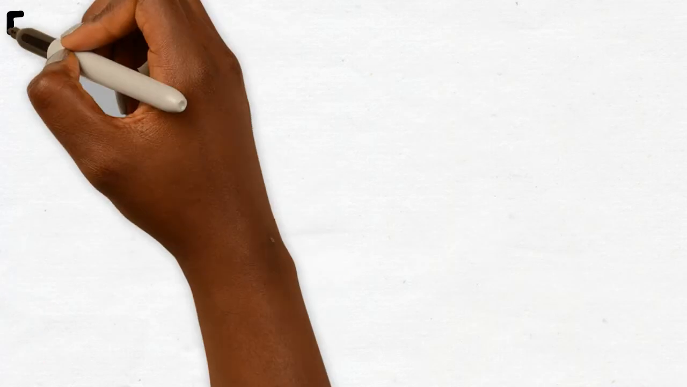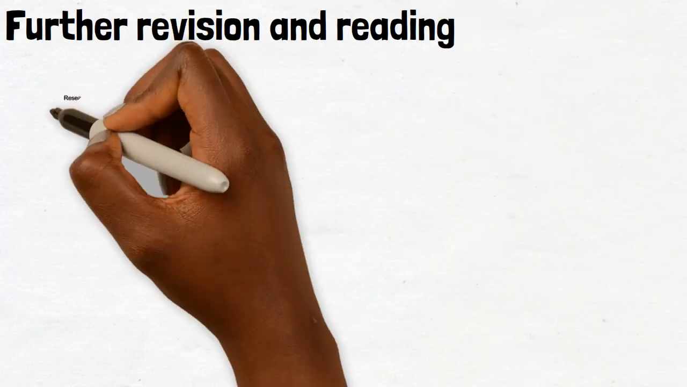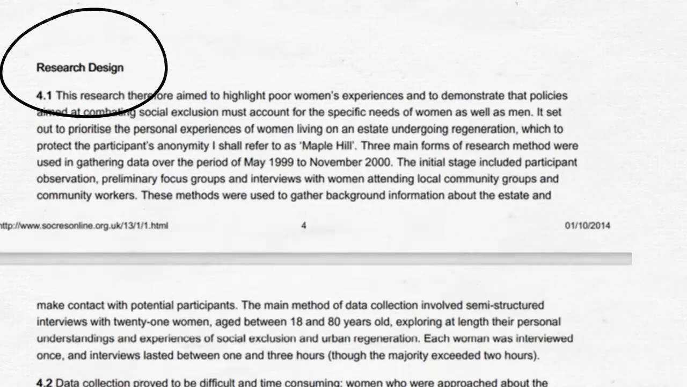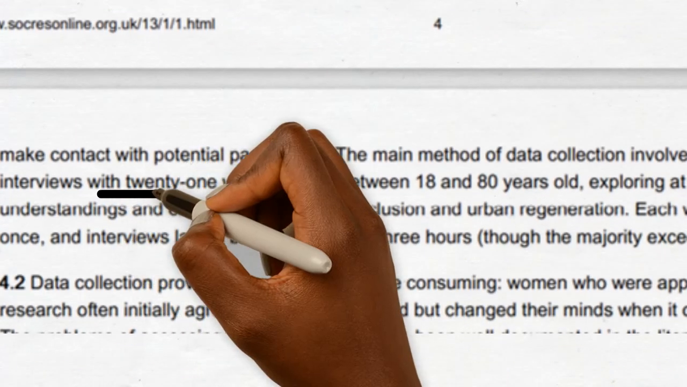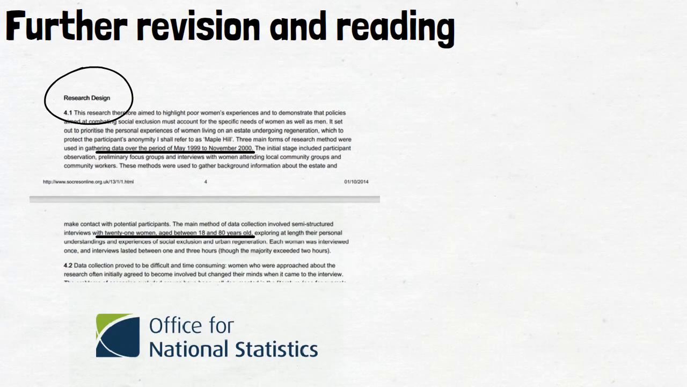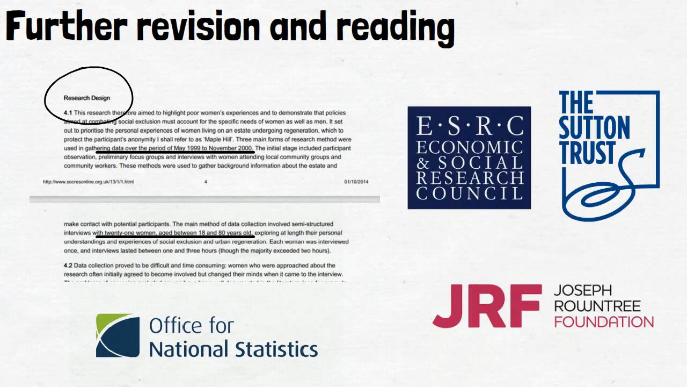In terms of further revision or reading, one of the best things that you can do is to look at the methodology or research design of sociological research that you know about, and see if you can evaluate it in terms of its representativeness and generalisability. If you want some good examples of research that is high in these terms, then the Office for National Statistics and charities and think tanks such as the Joseph Rowntree Foundation, the Sutton Trust, or the Economic and Social Research Council all conduct research on a large scale.